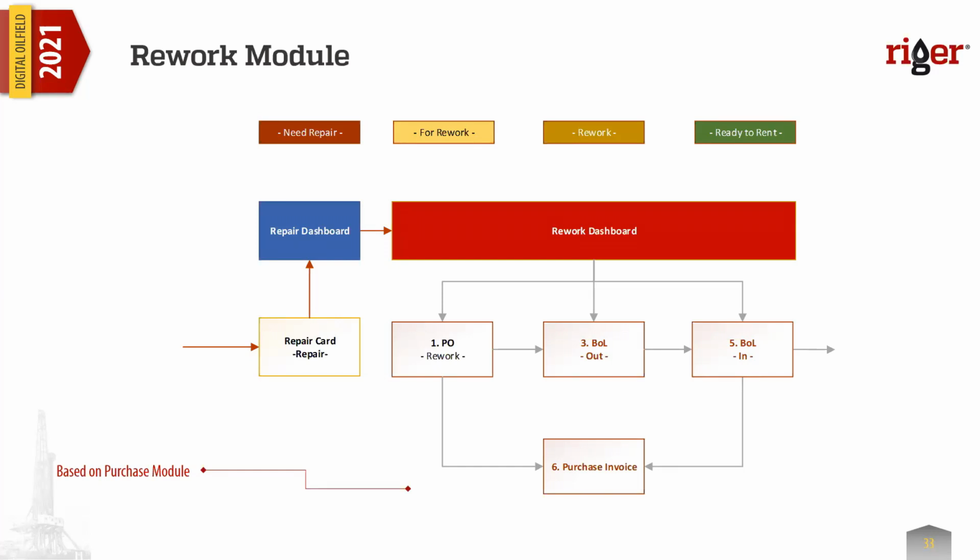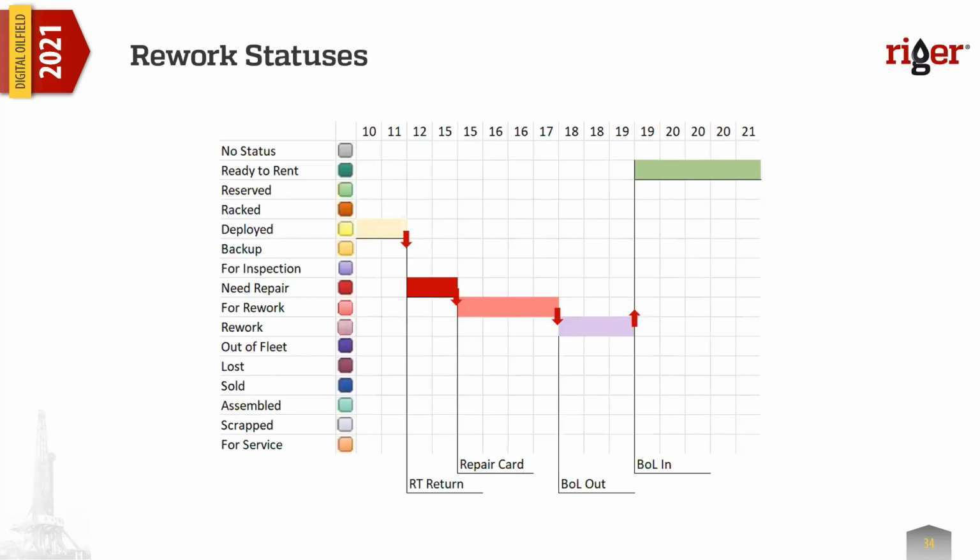Then when equipment gets repaired or reworked, you generate a bill of lading in and you bring your equipment back to your shop. And finally, you have a purchase invoice that will reflect the cost of this rework transaction. Again, since the equipment is sent to the rework shop, it won't be available for the client's job, so it will be locked.